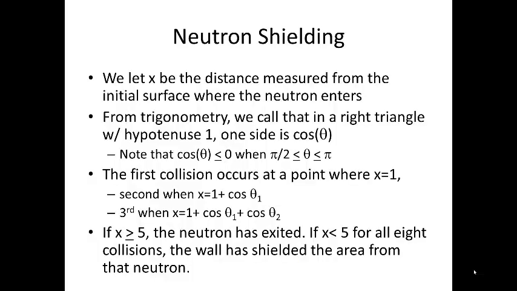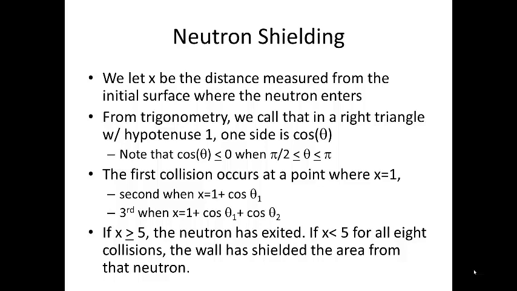Well, here we let x be the distance measured from the initial surface where the neutron enters. Now from trig, we recall that in a right angle triangle with hypotenuse 1, one side is going to be cosine theta. Now cosine theta is less than or equal to 0 when theta is between pi over 2 and pi.